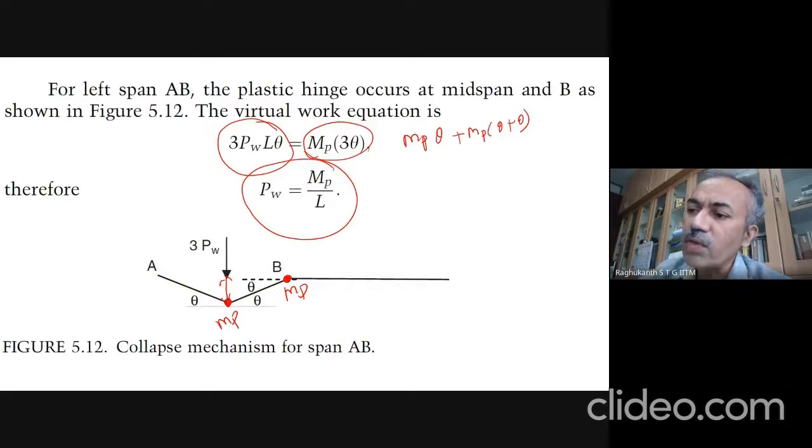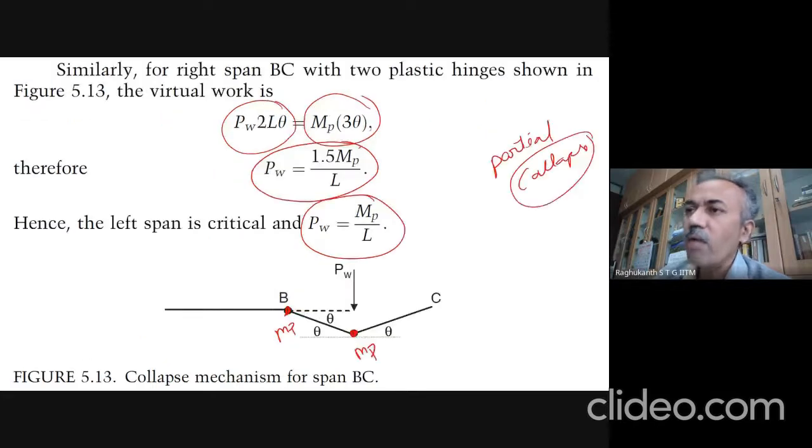One hinge gets formed at B, and one hinge gets formed in the span. We already know two hinges are required for a propped cantilever to collapse. So you equate internal and external work: wherever a hinge is getting formed, the moment is MP. So MP into theta plus MP into 2 theta, that is three times MP theta, equals the work done by the load. The load is 3PW, the span is L by 2 into theta. So this is the collapse load for span AB only. In a similar fashion, you do it for BC also.